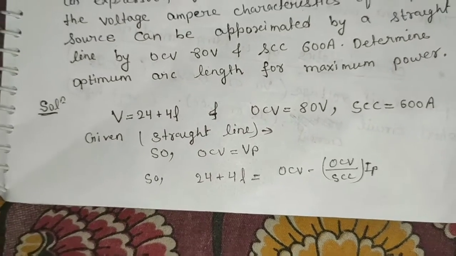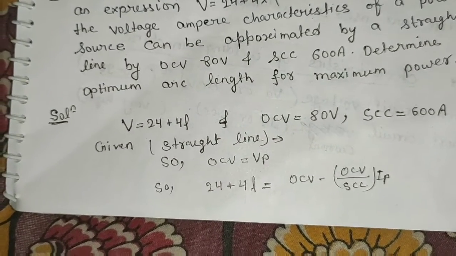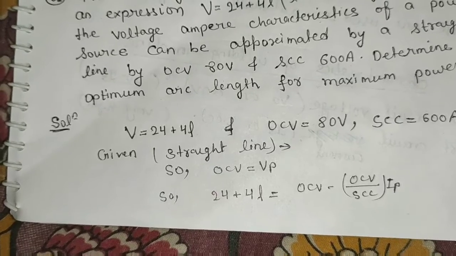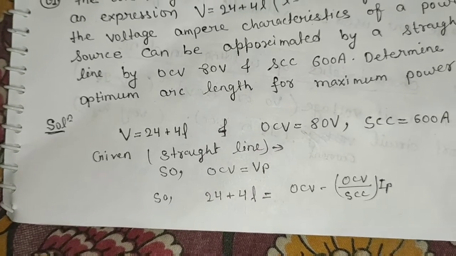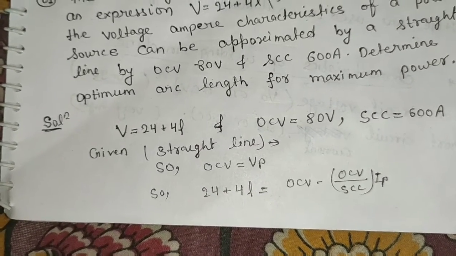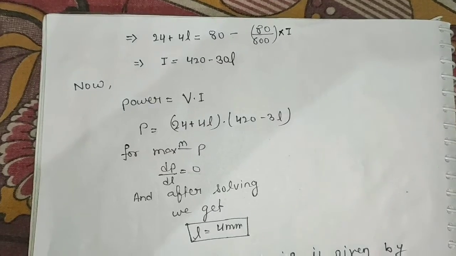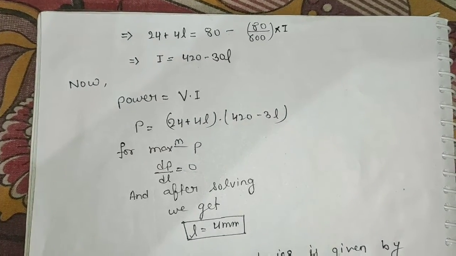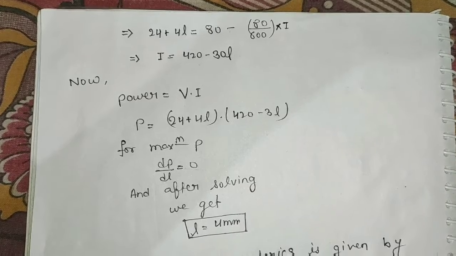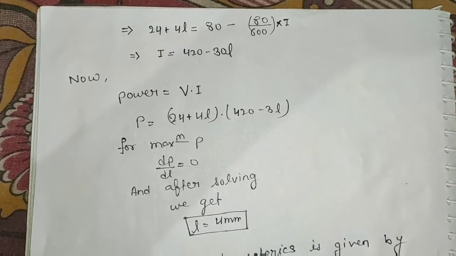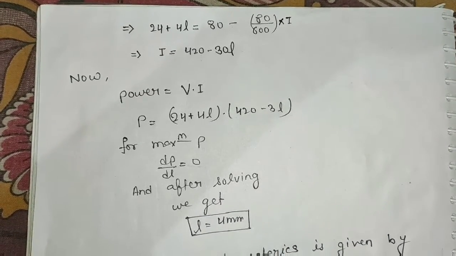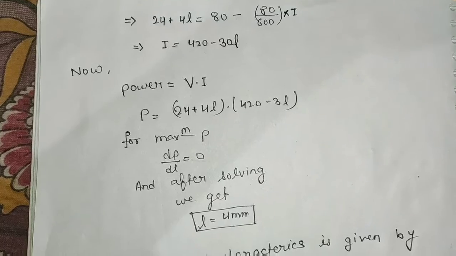Now in a constant type of welding machine, Va is equal to Vp, so 24 plus 4L is equal to OCV minus OCV by SCC into Ip. Now from here it is given that Vp is equal to 24 plus 4L. So from putting all these values, we will get one equation: I is equal to 420 minus 30L.